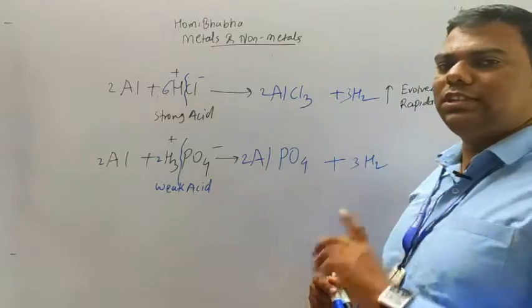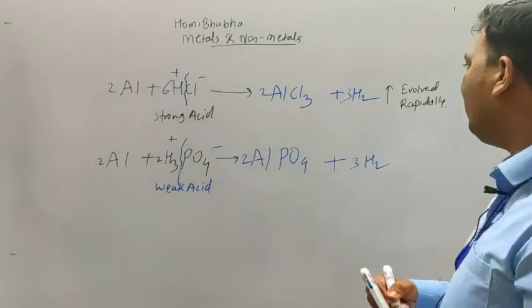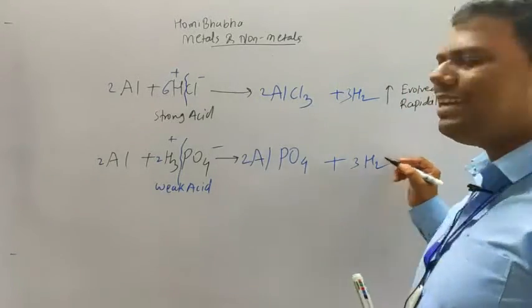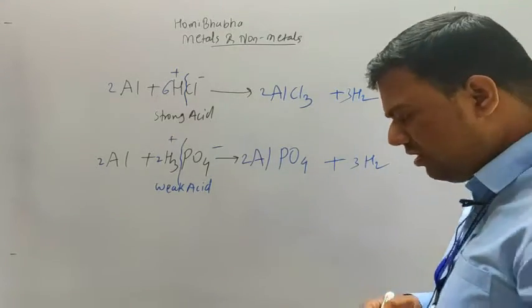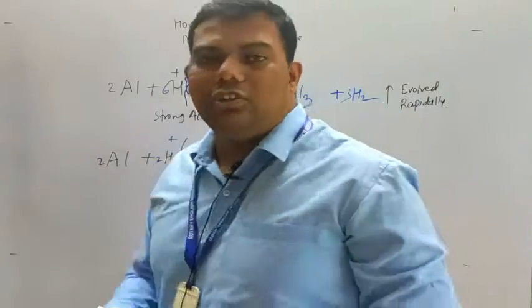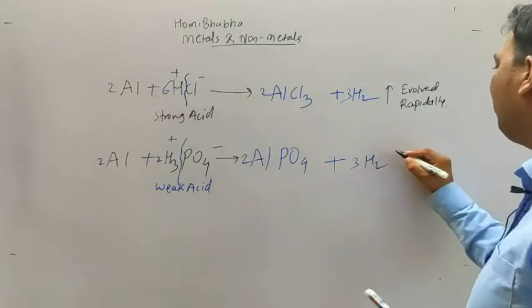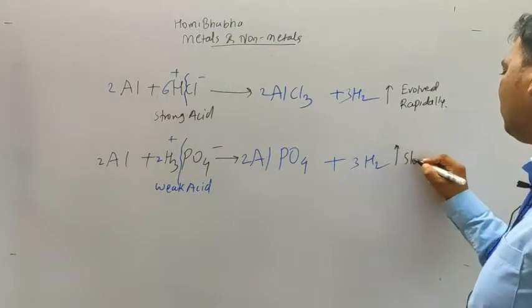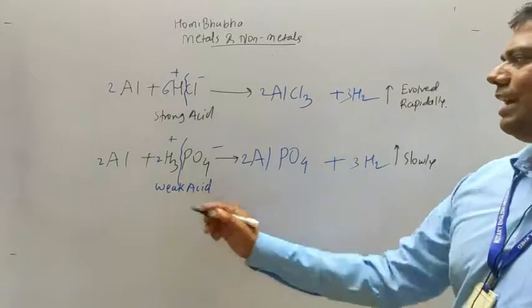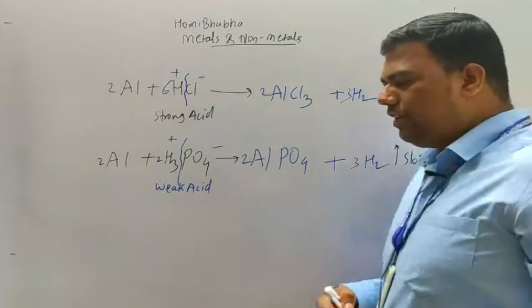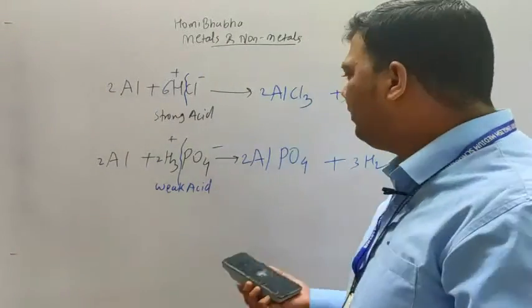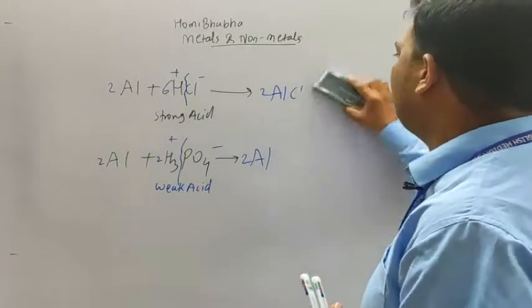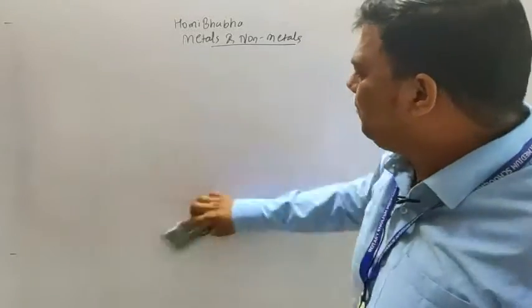But here one thing is that your hydrogen gas is evolved less readily. Understood? It will not evolve rapidly, we can say it evolves slowly, because your acid is a weak acid. Understood? So we will see some examples here, some examples we will discuss.